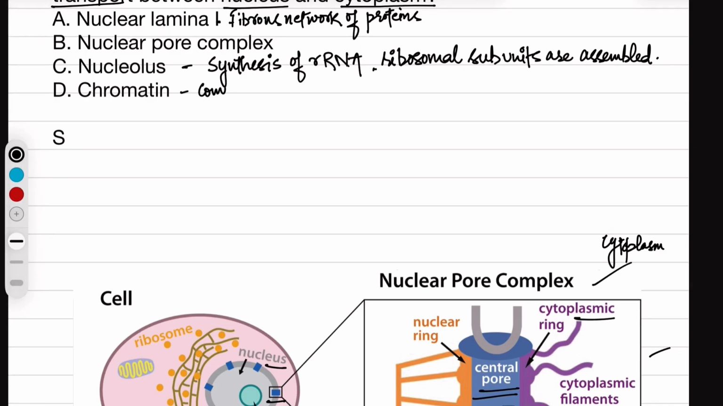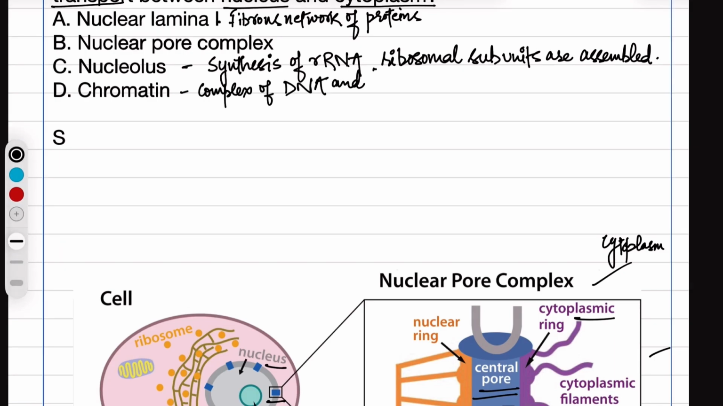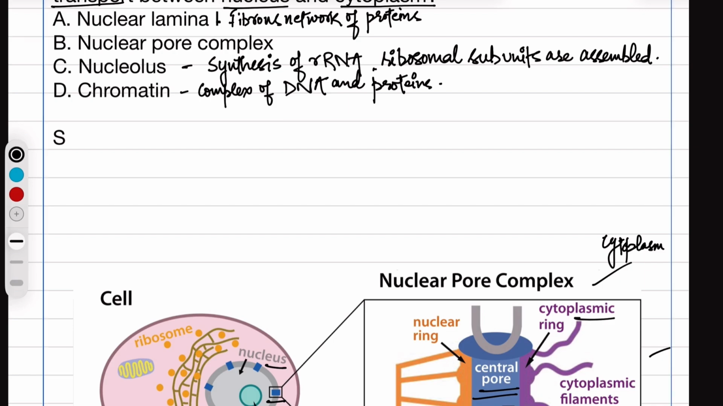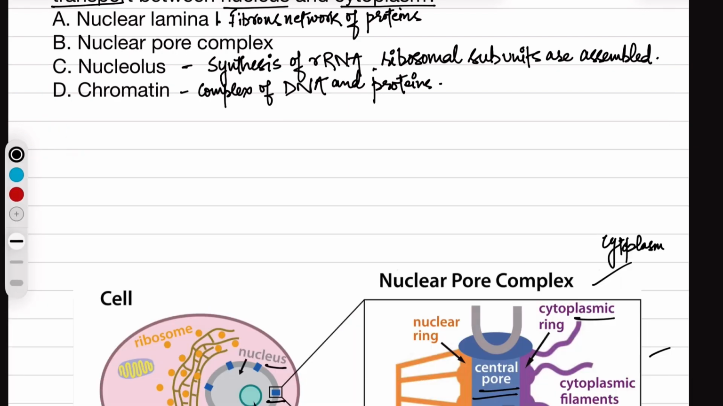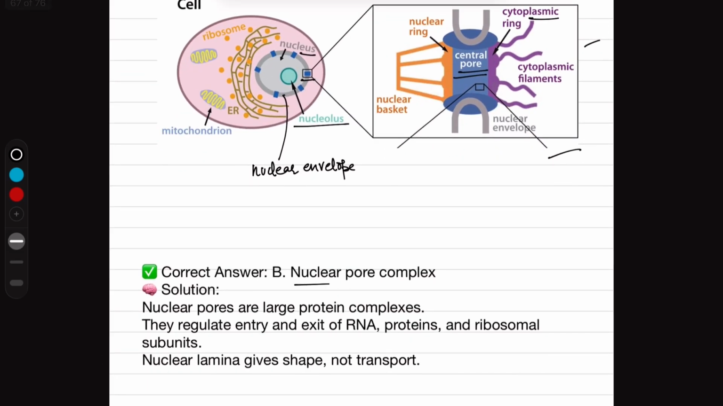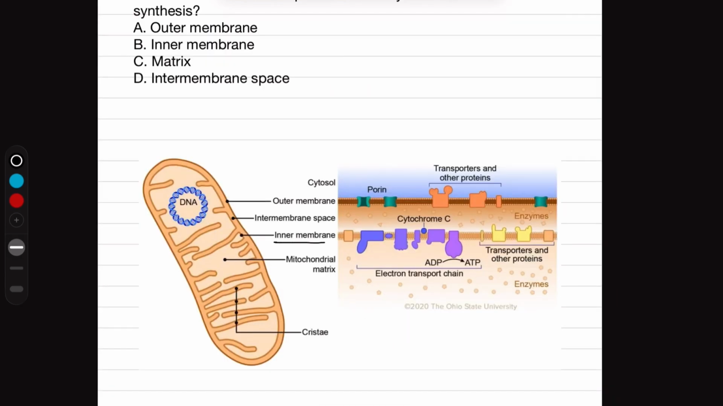So the structure which is responsible for selective transport is the nuclear pore complex. So our option will be B. Here you can see these are large protein complexes and they regulate entry and exit of RNA.